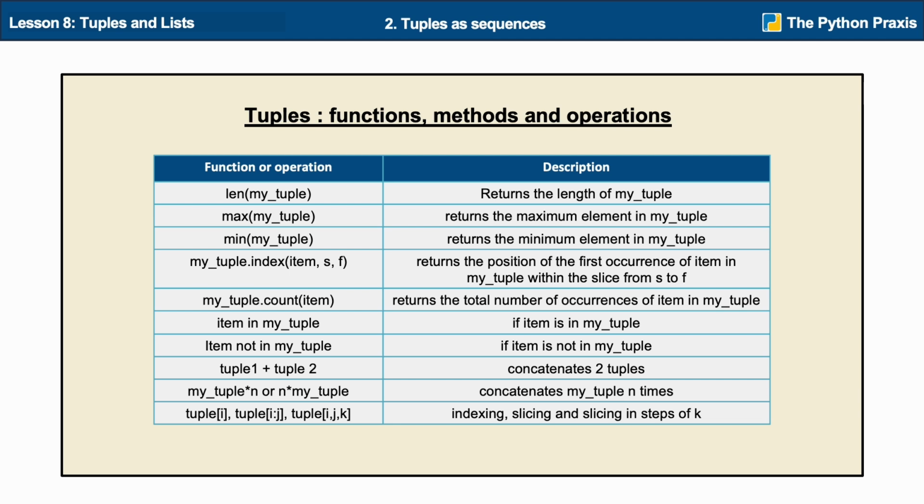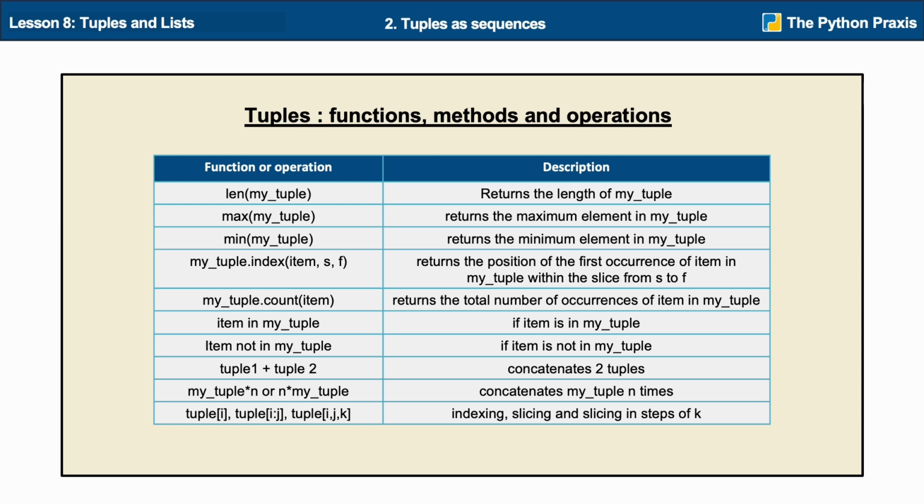Closely related is the count method. This tells us how many times a particular item appears in the tuple. We also have the membership operators in and not in. These are handy when you want to check if a value is present or absent in your tuple. Next is tuple concatenation, tuple 1 plus tuple 2. This joins two tuples together into a brand new one. Remember, since tuples are immutable, the original ones remain unchanged. We can also multiply a tuple. This repeats the tuple contents n times.